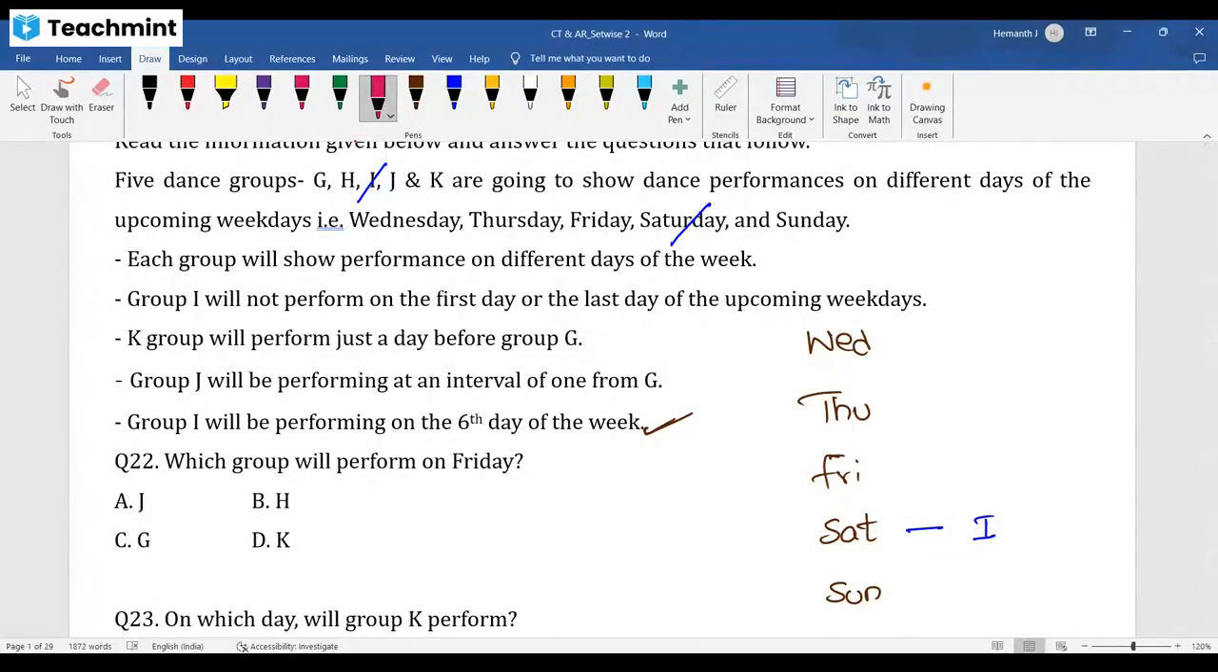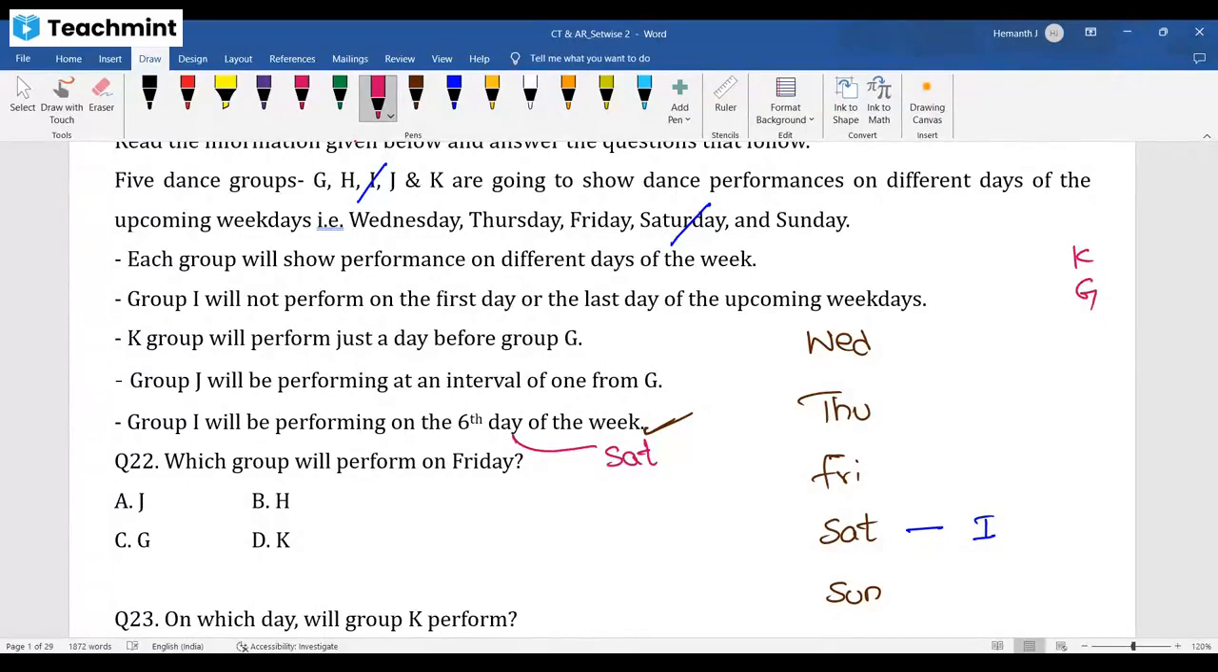Five people, 5 different days are mentioned. So the sixth day of the week means nothing but Saturday. That indicates Saturday only, so Saturday is I, completed. Then K will perform just a day before G. So K is definitely before G.